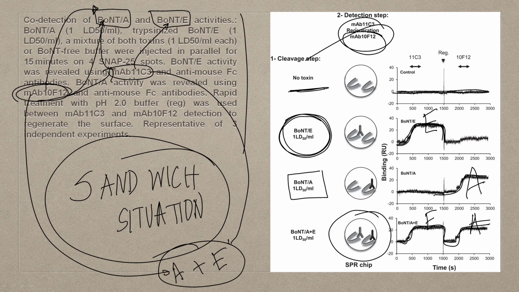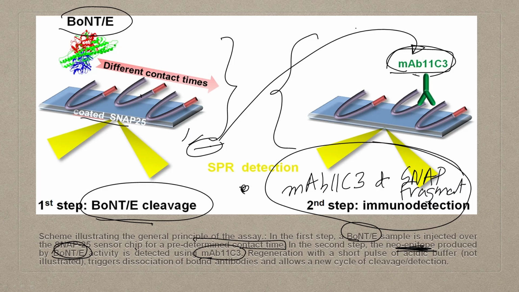So, in a way, the whole assay is between the binding of the peptide cleaved off from the SNAP25 and the monoclonal antibody raised against it. So, the only job of botulinum toxin here is to cleave the SNAP peptide. Now, if you once again revisit this one.